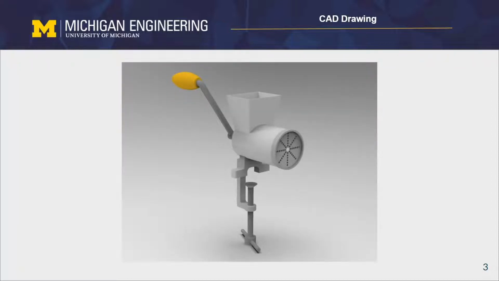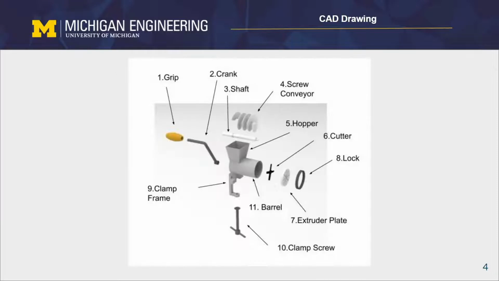Here's the CAD drawing for a meat grinder. The top part is the hopper, where the actual meat goes in. The middle part is the body, where the meat is ground and ejected through the extruder. And the bottom part is the table mount, where the apparatus is mounted to a table. Here's the exploded view of our CAD drawing. This includes 11 unique parts, which we use for our analysis and redesign.